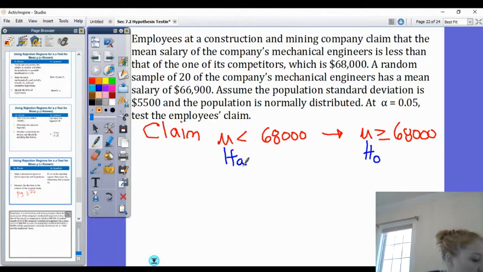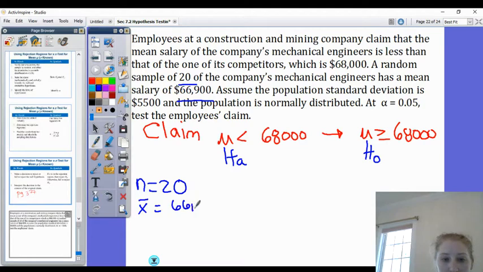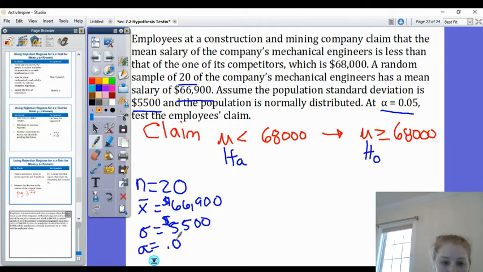Okay, so my other important information is that N is 20, so a random sample of 20 has a mean salary of 66,900, so X bar. The population standard deviation is 5,500. And my significance level is 0.05.